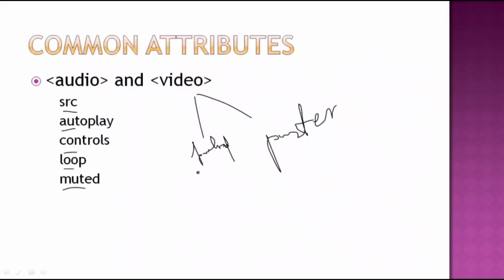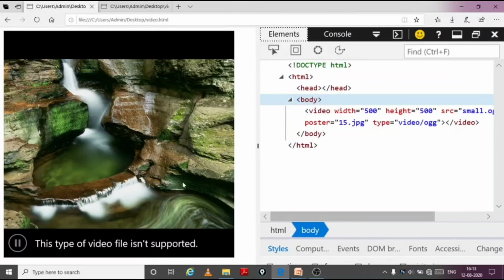So let us see one example for the video file. In this example we can see that we have used the file type as video OGG, and we have also specified the poster as an image. This is the image. In this case, the OGG format is not recognized by the browser, hence it is showing the image. Also it is showing that this type of video file is not supported. This can be specified within the video tags.